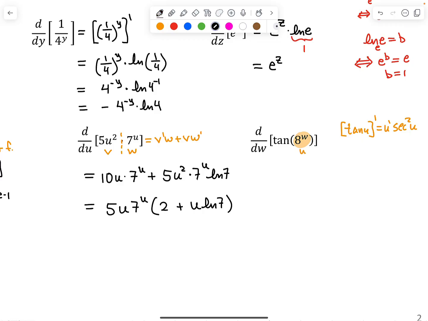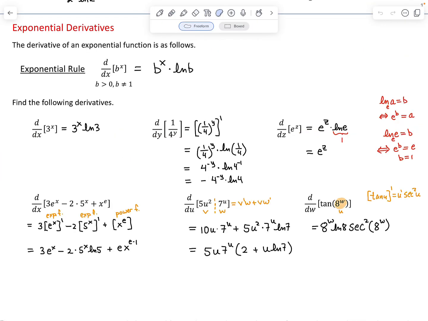So to find the derivative of this expression, we need a secant squared of the same argument, 8 to the w. And then we need to put the derivative either here in front or here at the end, you choose. I'll put it in the front. The derivative of 8 to the w is itself times the natural log of 8. Okay, let's go to the next page.